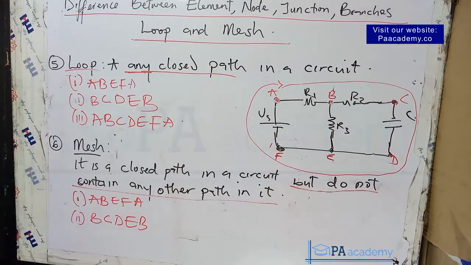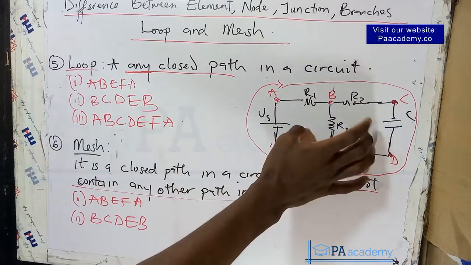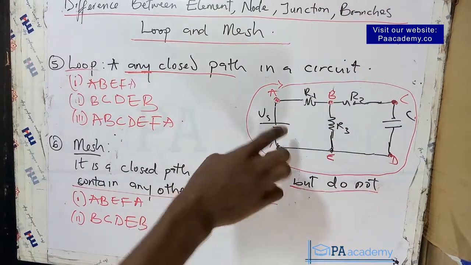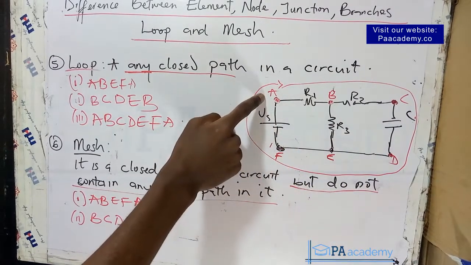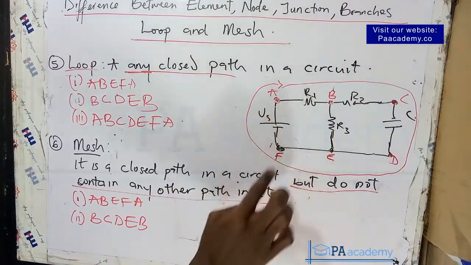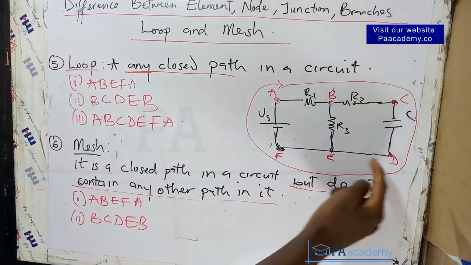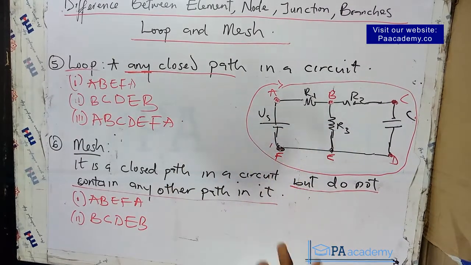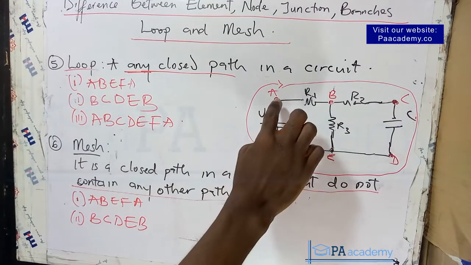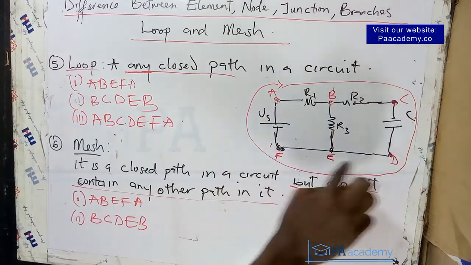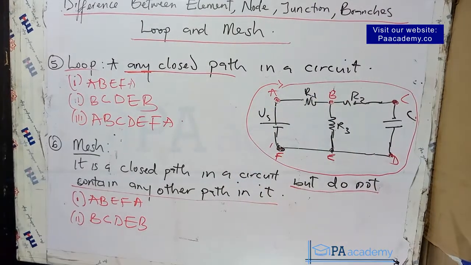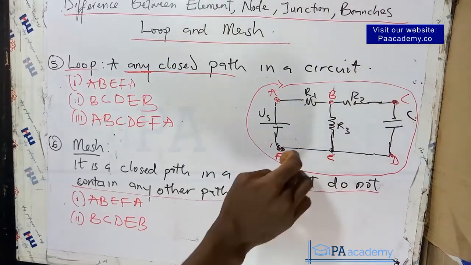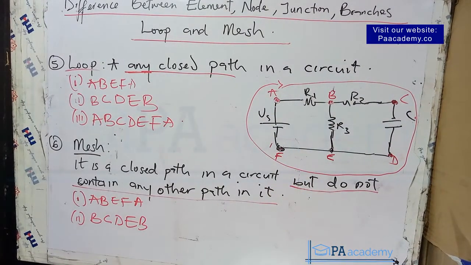Let me now explain the key difference when you compare it with the diagram directly. Now look at this part: A, B, C, D, E, F, and back to A. You can see that it's also a closed path. But within this closed path, we have 2 other paths in it. If you are moving from here like this, we can also move from here like this. So with A, B, C, D, E, F, back to A, we cannot call it a mesh. That is the difference between a mesh and a loop.